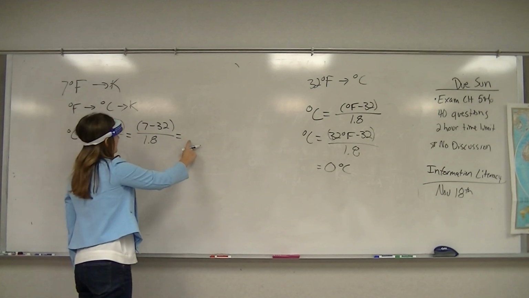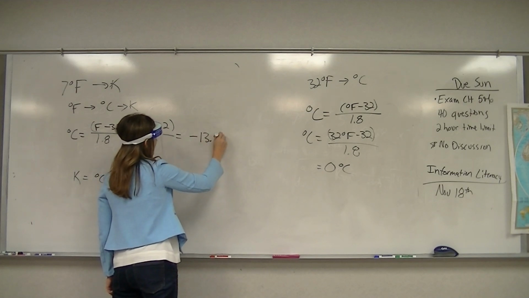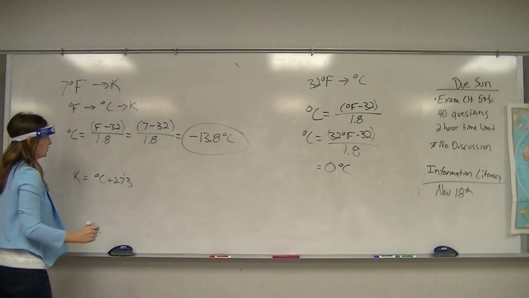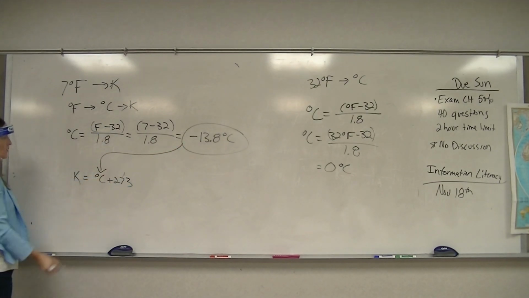This one. Negative 13.8. So then you take this negative 13.8 degrees Celsius, and since you need to go to Kelvin, you're going to plug it into the Kelvin equation. So you're adding 273 to it.